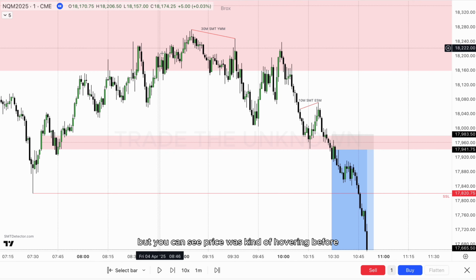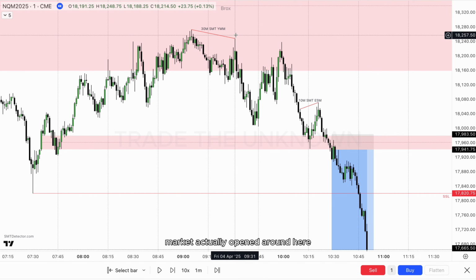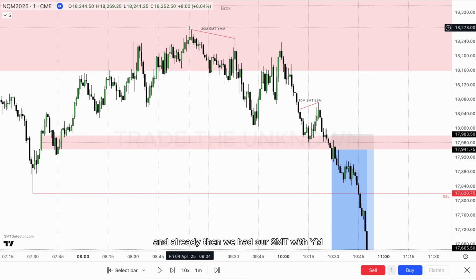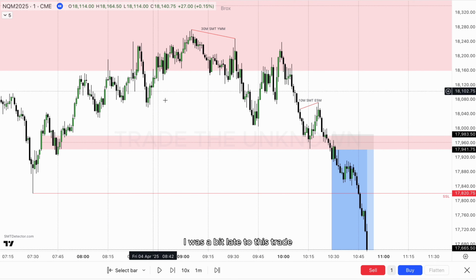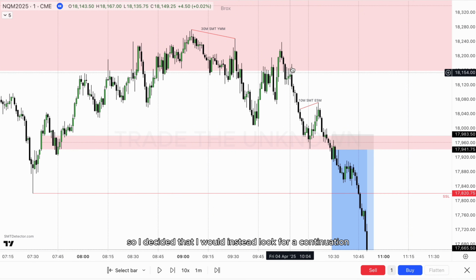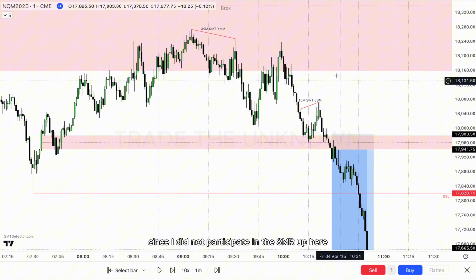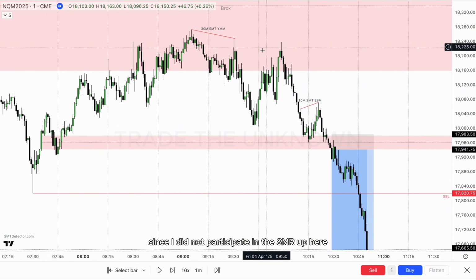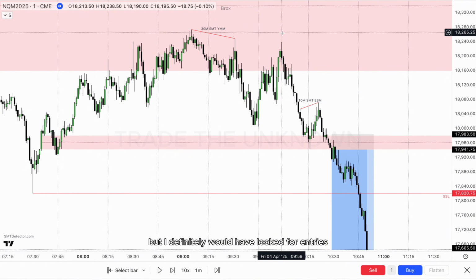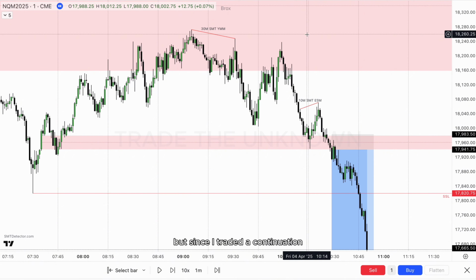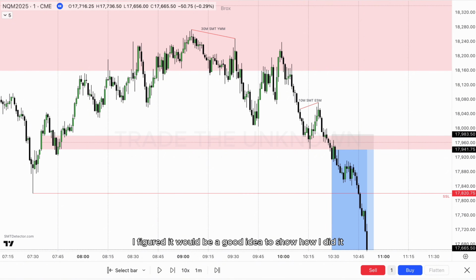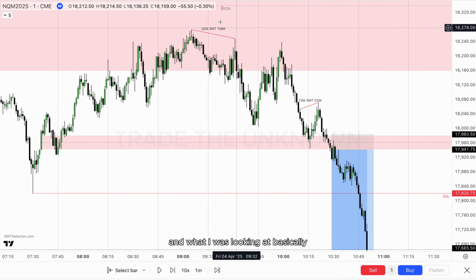But you can see price was kind of hovering before market actually opened around here. And already then we had our SMT with YM, price started moving down. I was a bit late to this trade, so I decided that I would instead look for a continuation since I did not participate in the SMT up here, but I definitely would have looked for entries right around this 10 area. But since I traded a continuation, I figured it would be a good idea to show how I did it and what I was looking at basically.